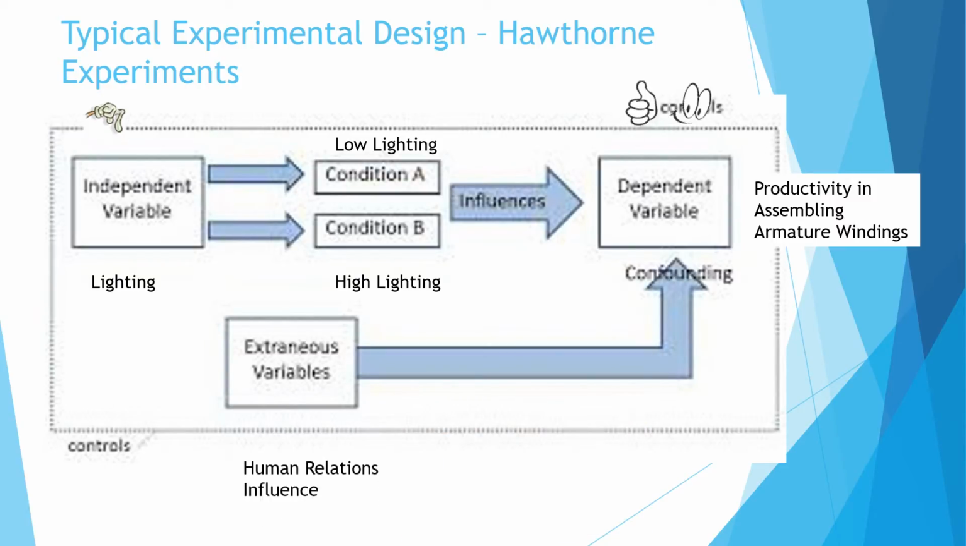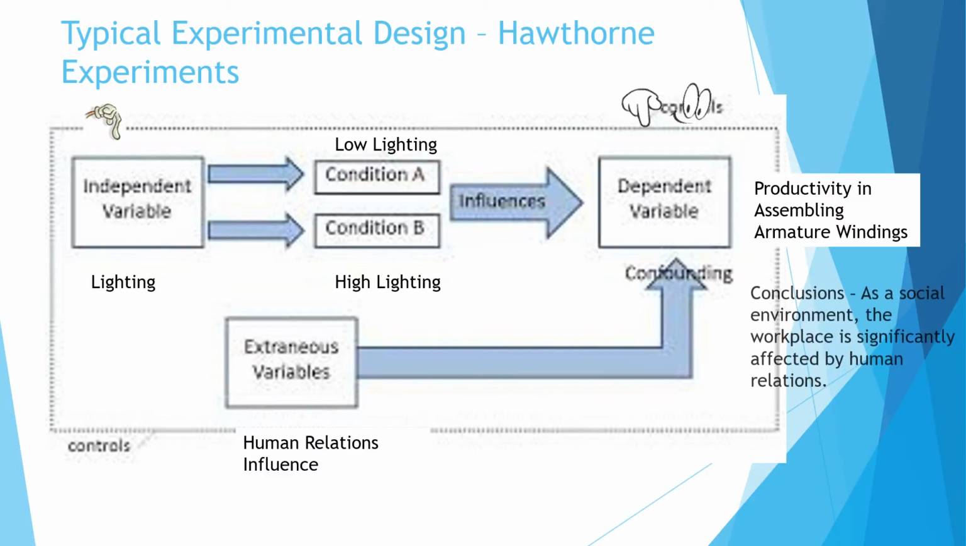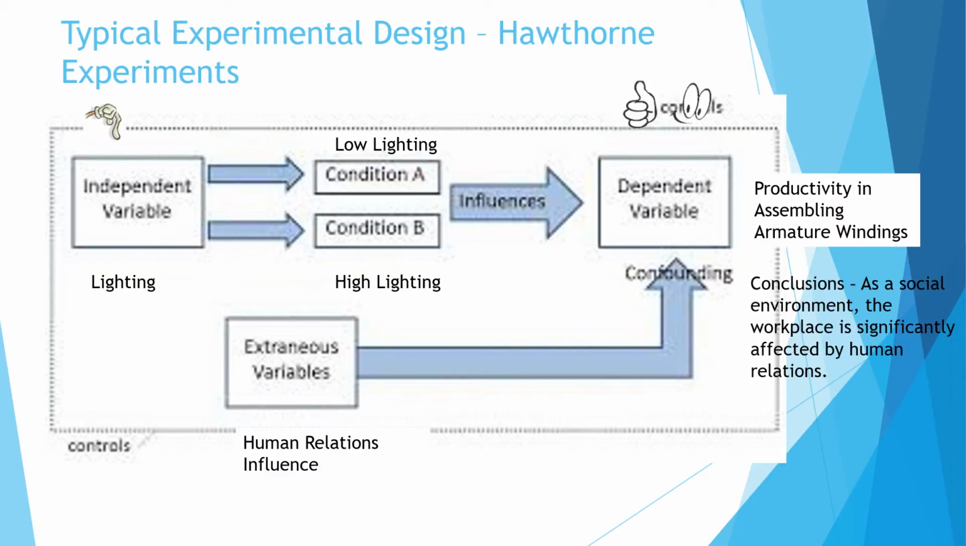And here we have the extraneous variables, which turned out to be defined as the relationships between the workers on the factory floor, between the workers and their supervisors, and also, surprisingly, the relationship between the workers and the researchers. The theory is that the workers showed higher productivity when they thought they were being observed and being paid attention to.